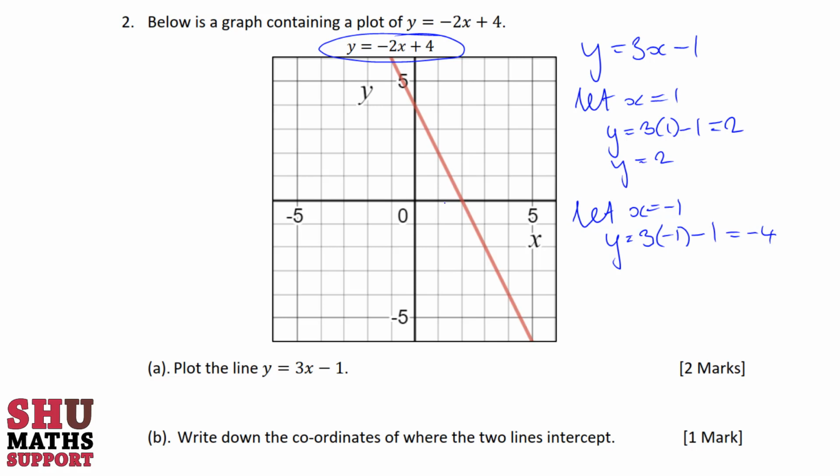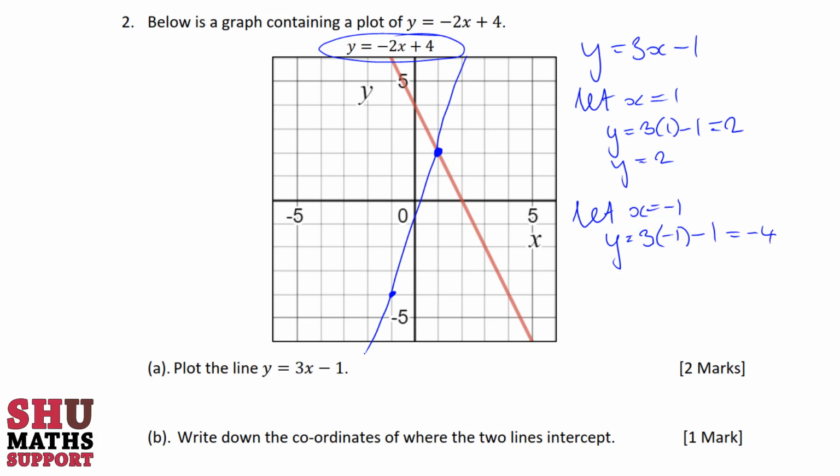So let's see what that might look like. So now if we place a dot where x is equal to 1 and y is equal to 2, that would be there. And we'll draw a dot where x is equal to minus 1 and y is equal to minus 4, which would be there. And then what we'd need to do is draw a line through the 2 points. So something like that.